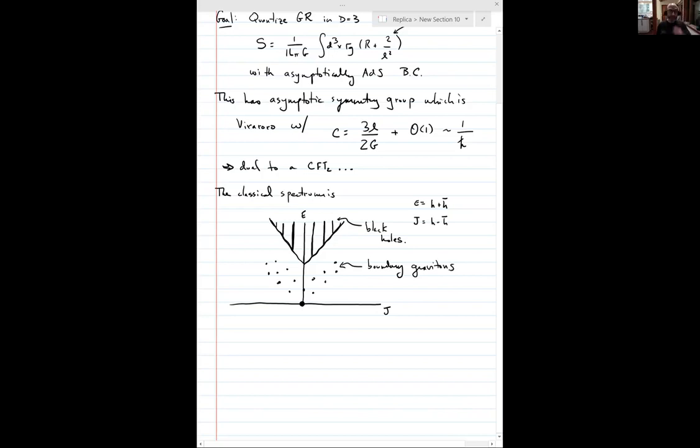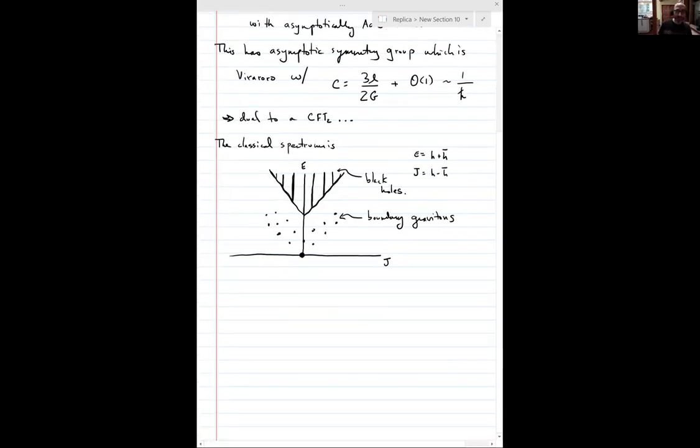And so these are what we typically call the boundary gravitons of the theory. And if you're familiar with two-dimensional CFTs, then they're really quite easy to understand. They're just the discrete states that you get by acting with one of the Virasoro generators on the vacuum state. So in the language of two-dimensional CFTs, these are the Virasoro descendants of the vacuum.